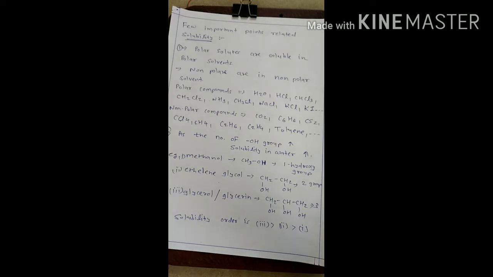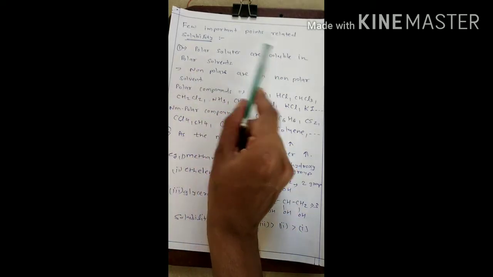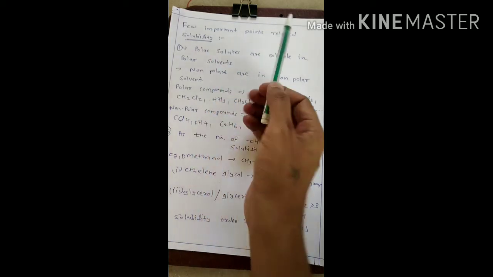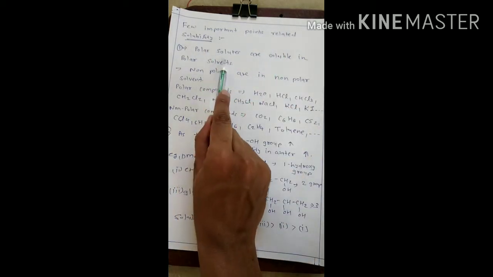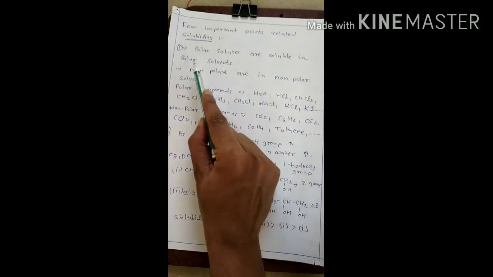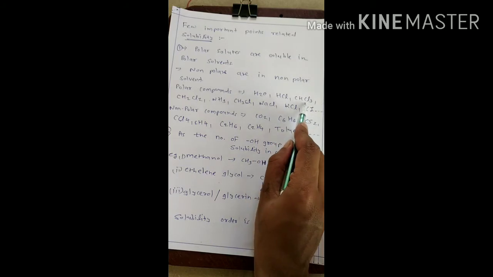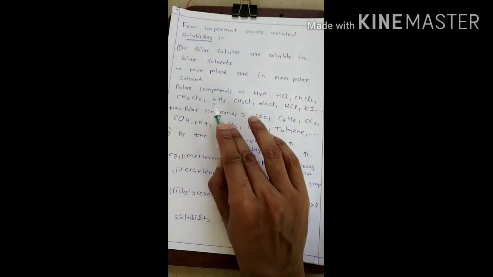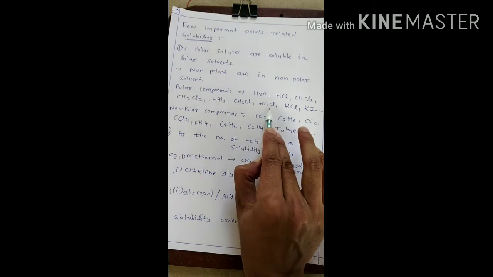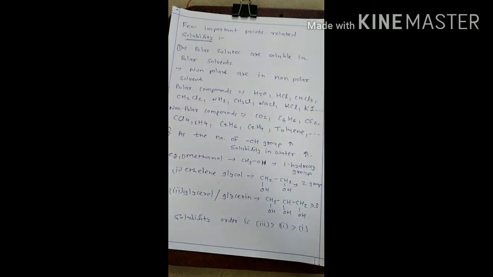Now the next point is a few important points related to solubility. First point, polar solutes are soluble in polar solvents, and non-polar solutes are soluble in non-polar solvents. Which are polar compounds? H2O, HCl, CHCl3, CH2Cl2, NH3, CH3Cl, NaCl, KCl, KI, etc. are polar compounds. What is a polar compound?